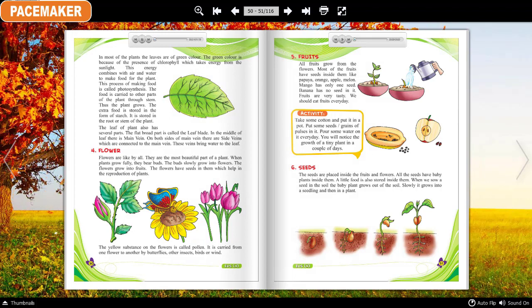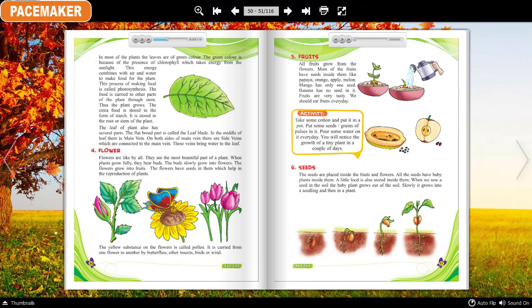In most of the plants, the leaves are of green color. The green color is because of the presence of chlorophyll, which takes energy from the sunlight. This energy combines with air and water to make food for the plant. This process of making food is called photosynthesis. The food is carried to other parts of the plant through stem. Thus, the plant grows. The extra food is stored in the form of starch. It is stored in the root or stem of the plant.